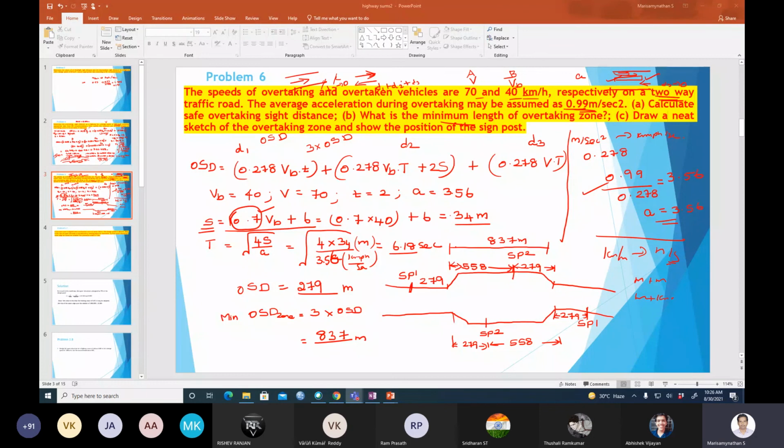Any doubt, student? As I mentioned, in your competitive exams, definitely one or two problems will be there from this particular unit. We can expect one problem from OSD or SSD. Another problem will be on the horizontal or vertical curve, which we'll be covering in the following classes.